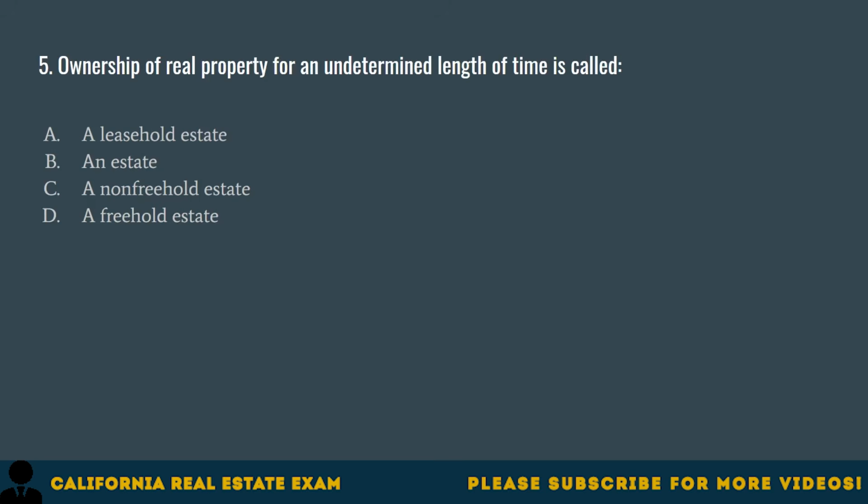Question 5. Ownership of real property for an undetermined length of time is called A. a leasehold estate. B. an estate. C. a non-freehold estate. D. a freehold estate. The correct answer is D.